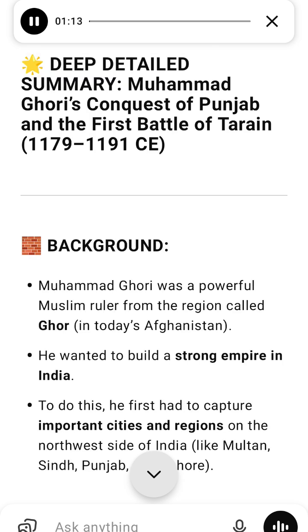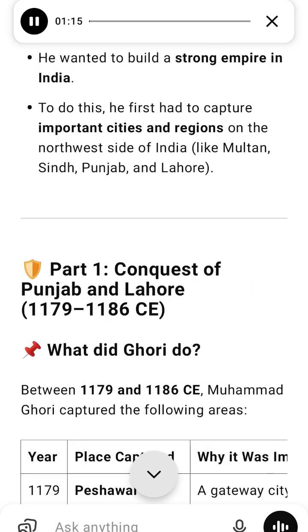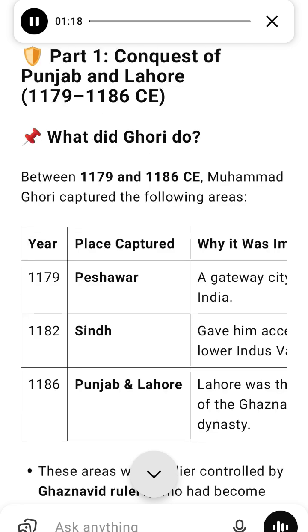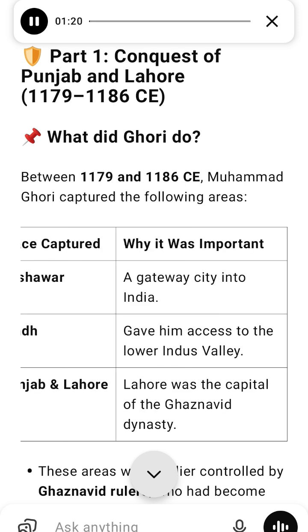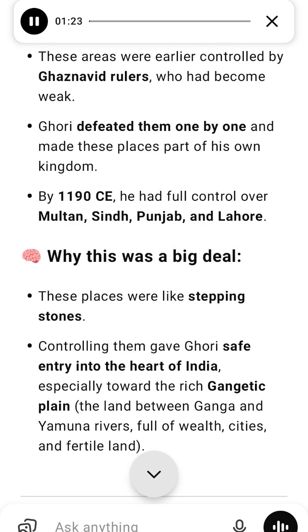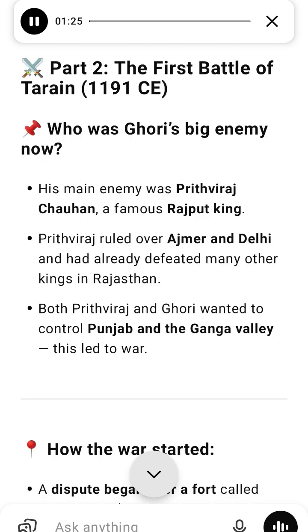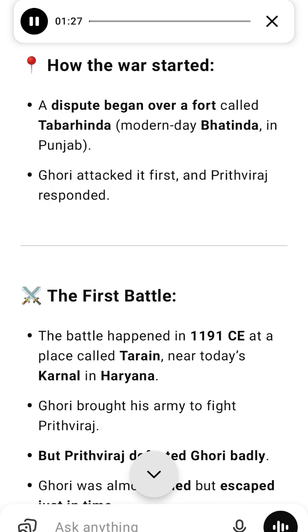Final summary, in simple points. 1. Muhammad Ghori slowly captured Peshawar, Sindh, Punjab, and Lahore between 1179 to 1186 CE. 2. These places helped him enter India easily. 3. In 1191 CE, he fought the first battle of Tarain against Prithviraj Chauhan. 4. Prithviraj won that battle and Ghori ran away. 5. But Prithviraj didn't protect his win properly. 6. Ghori used this chance to prepare a stronger army for another attack.